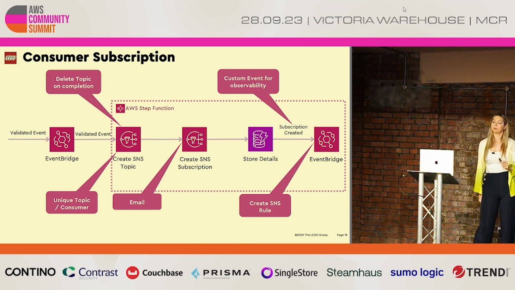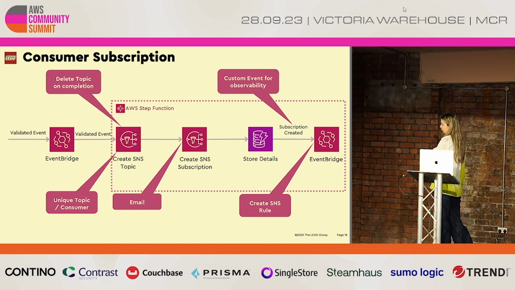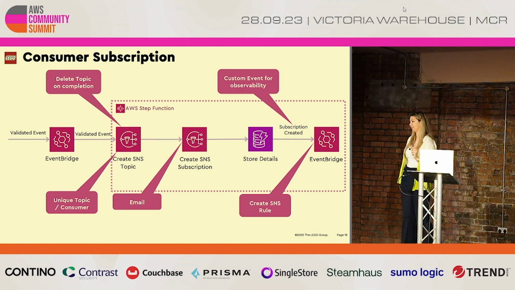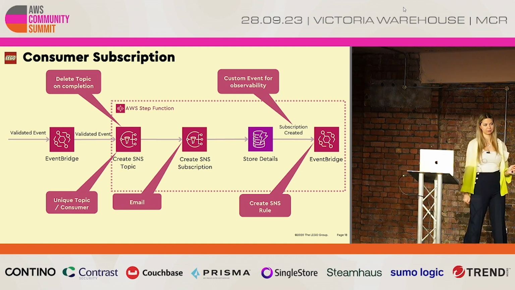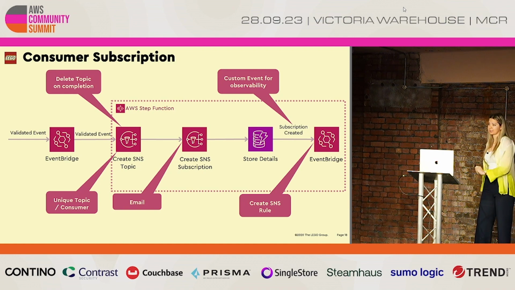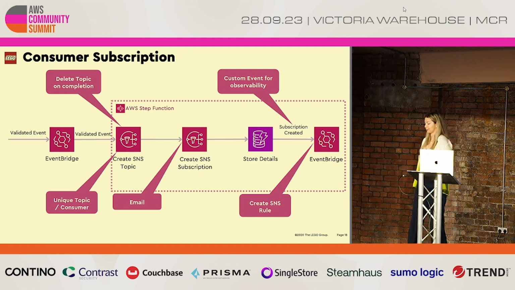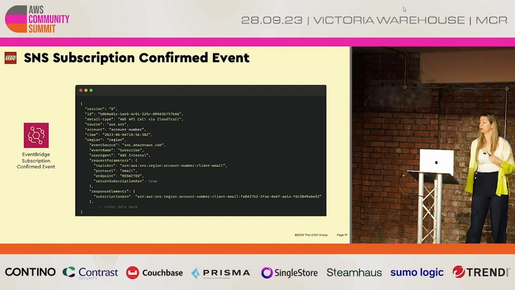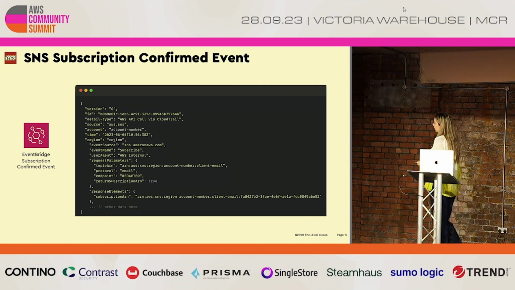And why is that? Because when you create a topic and a subscription, that subscription is pending verification, and that means that somebody needs to take action and confirm that subscription. We don't want to move on to the next step and generate the client credentials before we know that this email has been verified. And the way to do that is we build an EventBridge rule that will look for certain things.